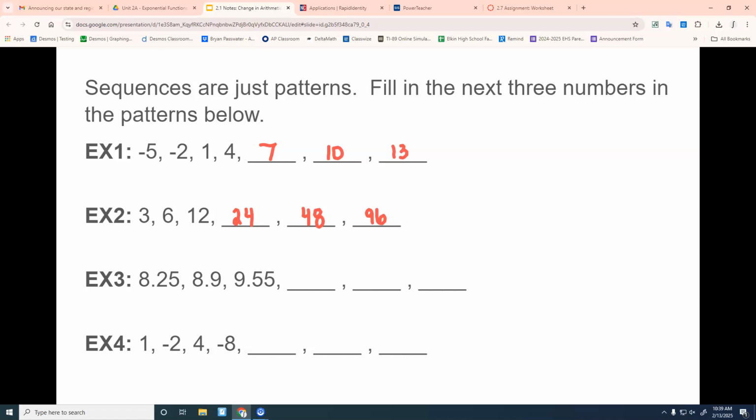Okay, next one's a little tougher. Adding 0.65. I believe that looks good. Yep. So if we're adding 0.65, I think I'll grab the calculator for that one just for a little speed here. So if we're adding 0.65, we get 10.2, we get 10.85, and 11.5.